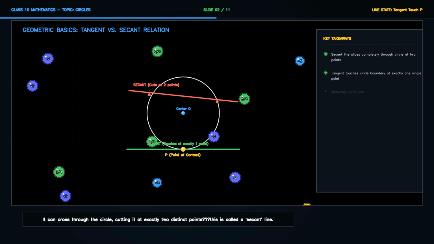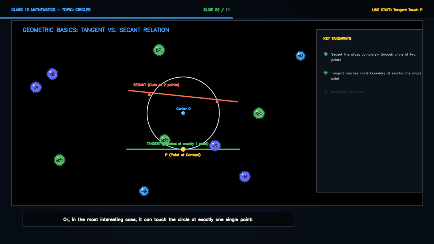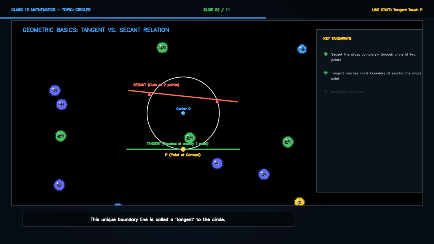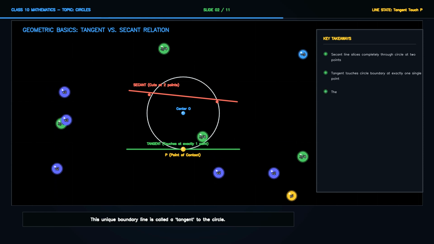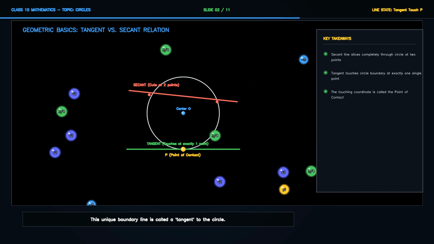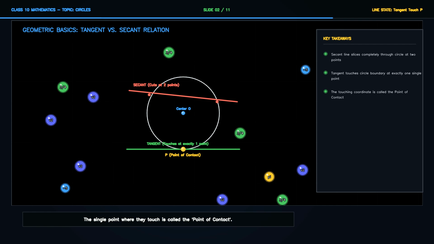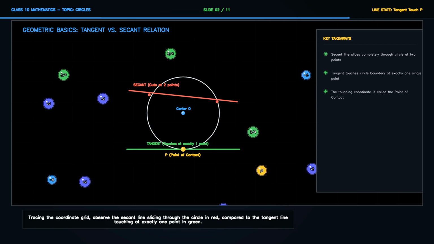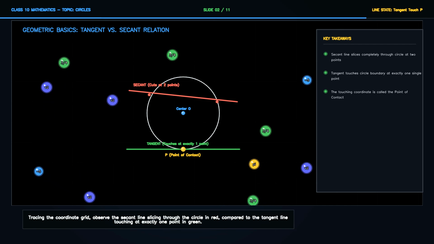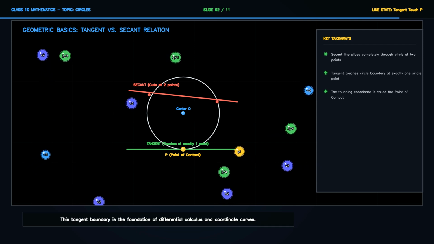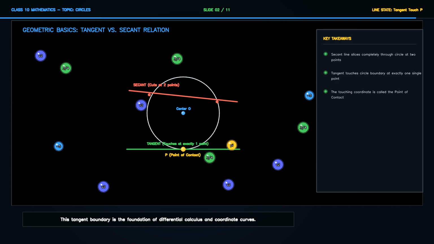Or, in the most interesting case, it can touch the circle at exactly 1 single point. This unique boundary line is called a tangent to the circle. The single point where they touch is called the point of contact. Tracing the coordinate grid, observe the secant line slicing through the circle in red, compared to the tangent line touching at exactly 1 point in green. This tangent boundary is the foundation of differential calculus and coordinate curves.